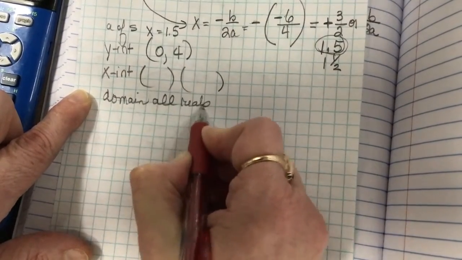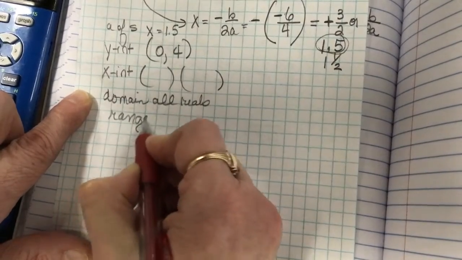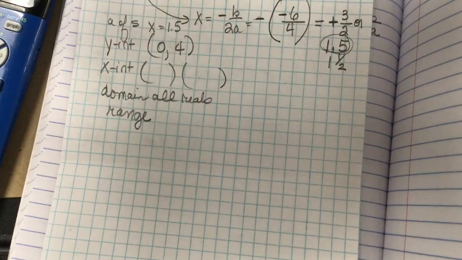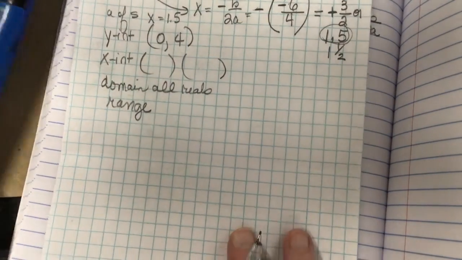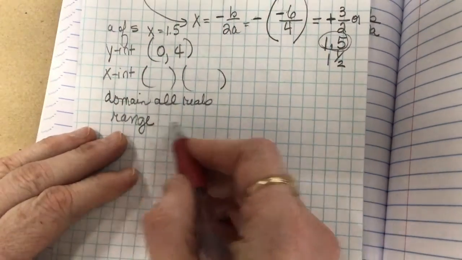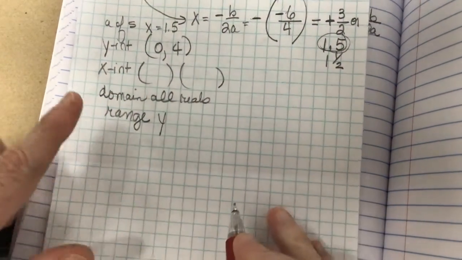For now, are they always going to be all real? Any parabola that opens up, always. Quadratic up or down is always going to have a domain of all real. Right. When it's on its side, what will happen is the domain will be restricted because the x's couldn't be left, and the range would be all reals. Okay. So, y, we'll get with that in just a minute.